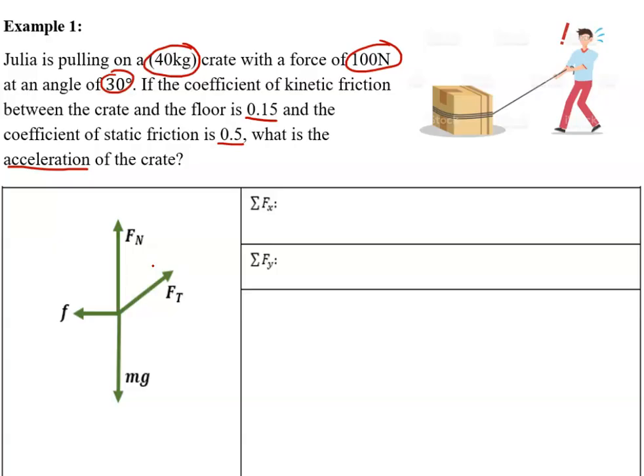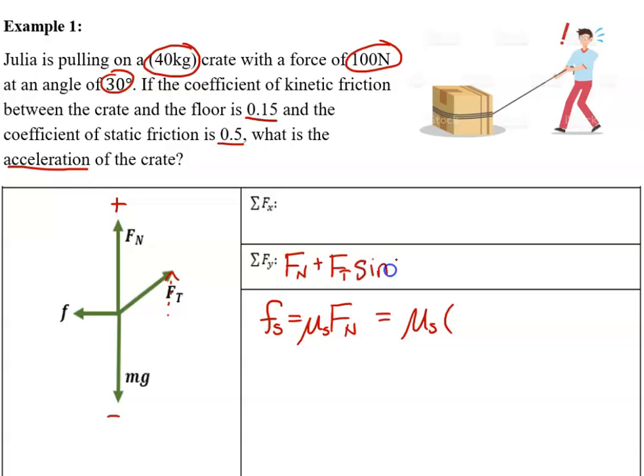And what I want to do is, first, calculate the maximum amount of static friction, which is equal to the coefficient of static friction times the normal force. So we know the coefficient is our 0.5, but we need the normal force to be able to plug in here. The normal force comes from the vertical net force equation. So we're going to say up is positive, down is negative. So we're going to have the normal force plus the vertical component of the tension, that's going to be Ft sine theta, minus the weight force.